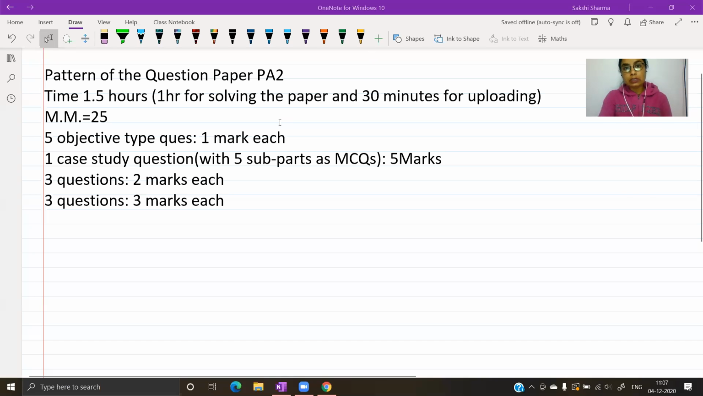And last time the deductions that were to be made for late submissions were later on cancelled, right? So the deductions that were said to be made because of late submissions were later changed, so nobody had any deduction because of late submissions. This time the examination department is going to be very strict.